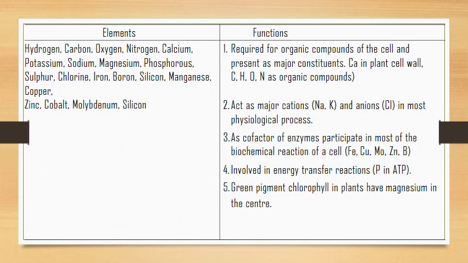These elements, each one has some function; they are not given randomly. As cofactors of enzymes, they participate in most of the biochemical reactions of a cell: iron, copper, molybdenum, zinc, boron. Phosphorus is involved in energy transfer reactions, P and ATP. The green pigment chlorophyll in plants has magnesium in the center.